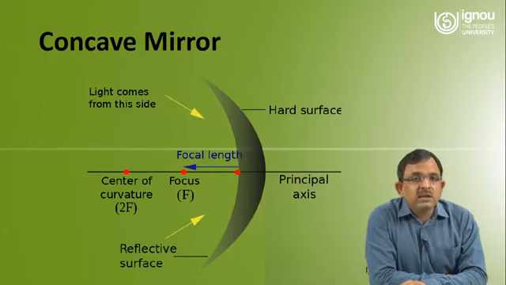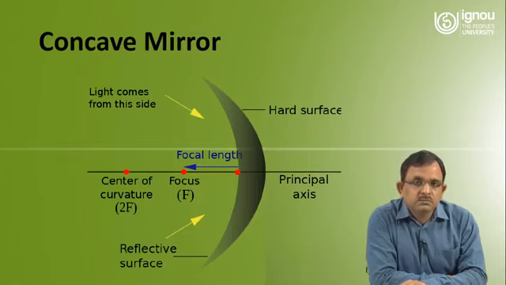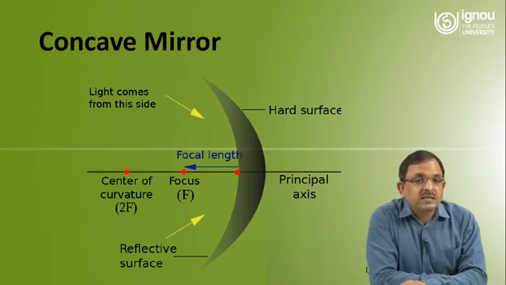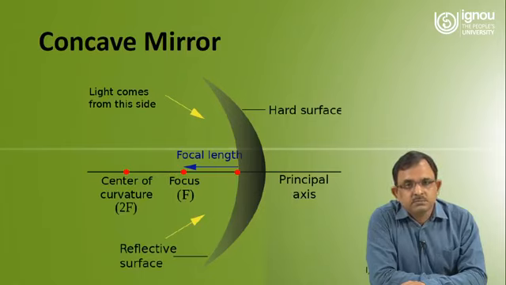So here it is the concave mirror. Concave mirror is the mirror where the hard surface is the outer part where polish is there, and the depth is at the inner surface from where the light is being reflected. So here you can see that from which side light is coming, the arrow is showing, and on the same side the reflection will be there.